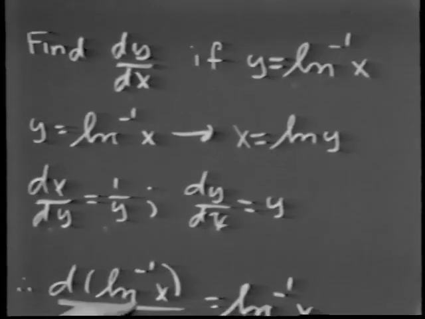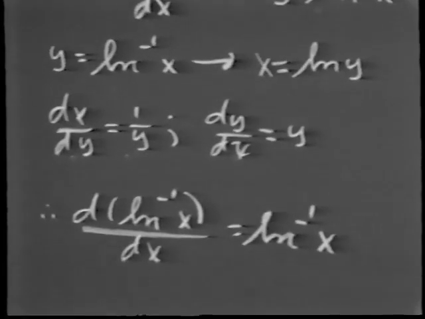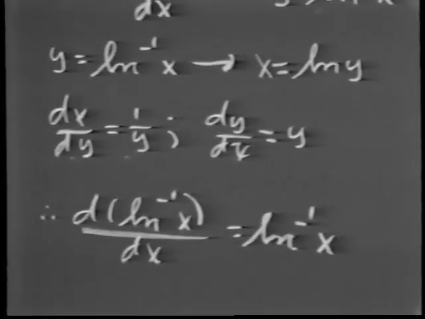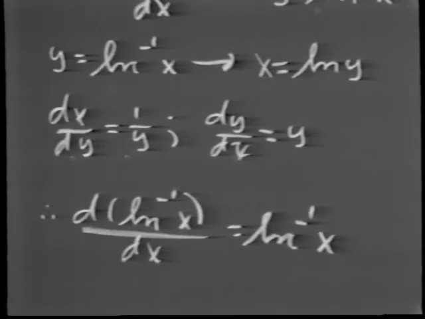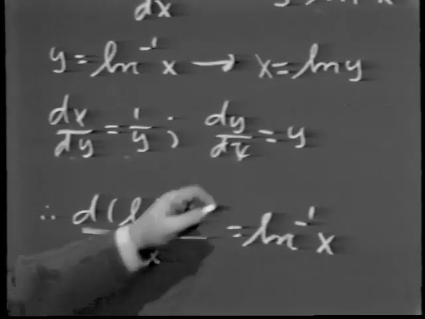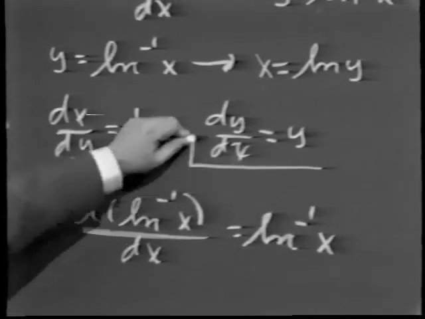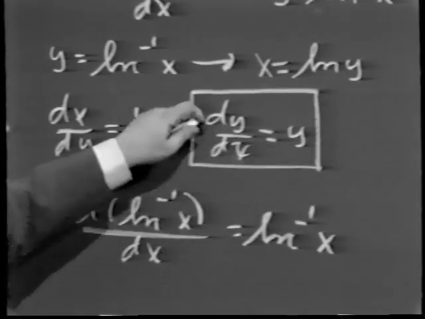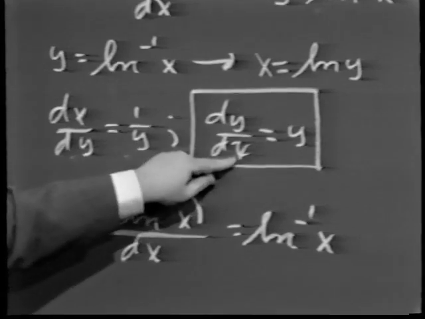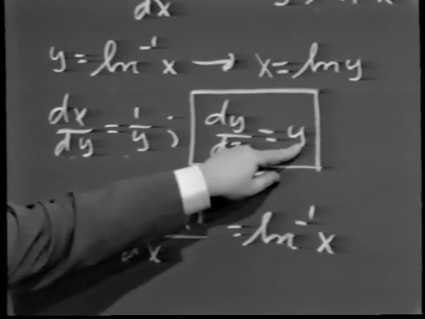In other words, the inverse log x function is characterized by the fact that it's its own derivative. In other words, it's a non-destructible type of function with respect to differentiation. This is a rather powerful property. You see what this thing says? It says that the derivative of y with respect to x is y itself.